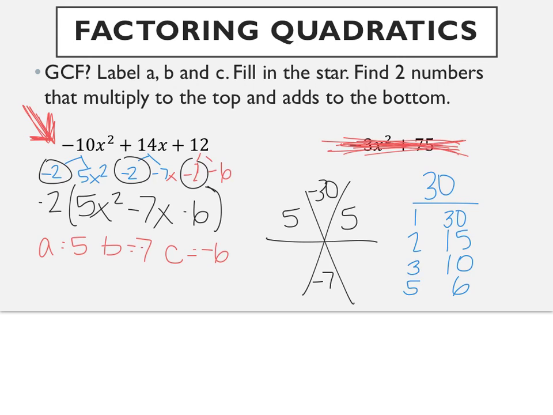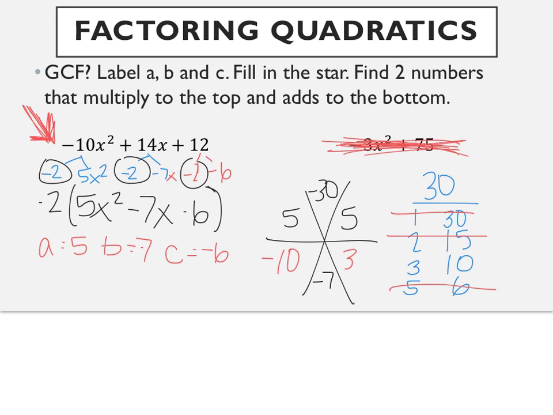So going through this list, I know there's no way for 1 and 30 to add to 7. 2 and 15 cannot add to 7. 3 and 10, if I use negatives, I can get to 7, but 5 and 6 can't. So if I am multiplying to negative 30, but adding to negative 7, well, I know that the bigger number has to be negative then.